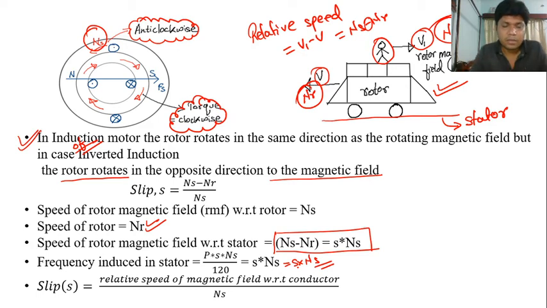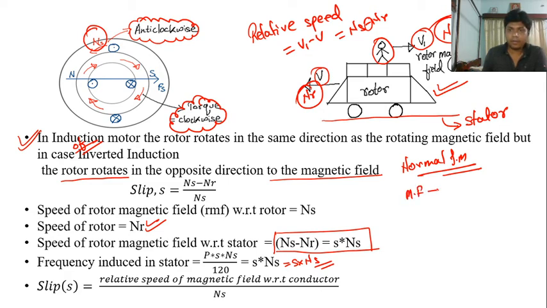So guys, slip in an induction motor doesn't simply mean the ratio of ns minus nr by ns. No, the actual definition of slip is the ratio of the relative speed of the magnetic field with respect to the conductor to the synchronous speed. So generally in a normal induction motor, the magnetic field is called the stator, and the conductor is called the rotor.